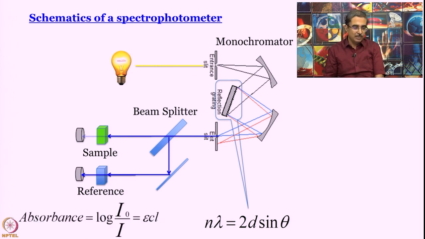From here, you calculate absorbance, log I0 by I. And according to Lambert-Beer's law, this absorbance log I0 by I is equal to epsilon C l, where C is the concentration in mole per liter, l is the length, and epsilon is called the molar extinction coefficient or molar absorption coefficient. Your homework is to find out what is the unit of the molar absorption coefficient. So, this is how a spectrophotometer roughly works.